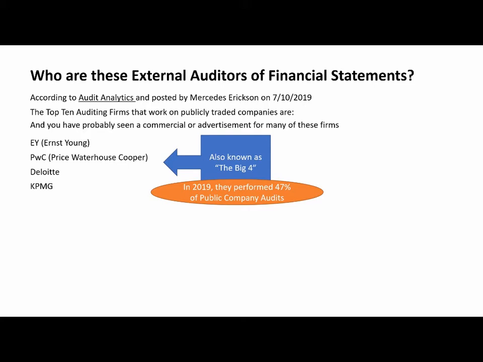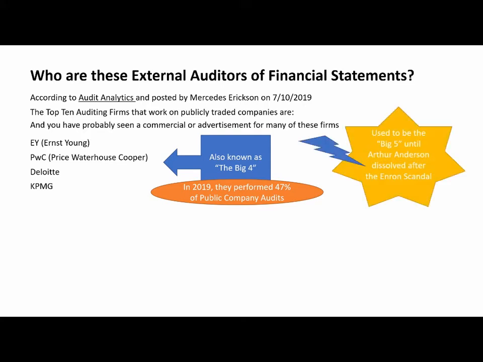Almost half. Now, there used to be a Big Five, and that was Arthur Andersen, but because of the Enron scandal, they wound up getting dissolved. So it's very important that we understand and perform proper audits of these financial statements, or we could wind up like Arthur Andersen.